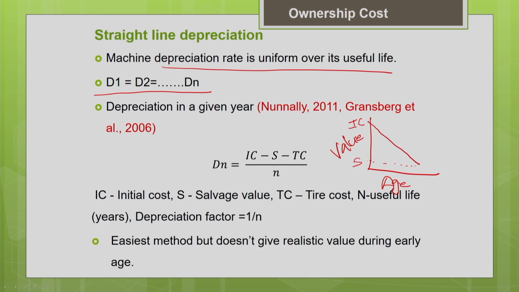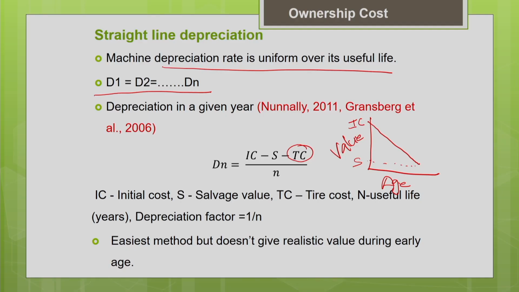One more important thing you have to note is you are going to deduct the tire cost. Your tire depreciates at a different rate from the rest of the equipment, particularly rubber tires. You can see that the life of the rubber tire will be different from the life of the remaining part of the equipment. The tire will depreciate faster. That is why we consider the tire cost under the operating cost. It is not considered under the ownership cost estimation. So you deduct the tire cost from the initial cost.